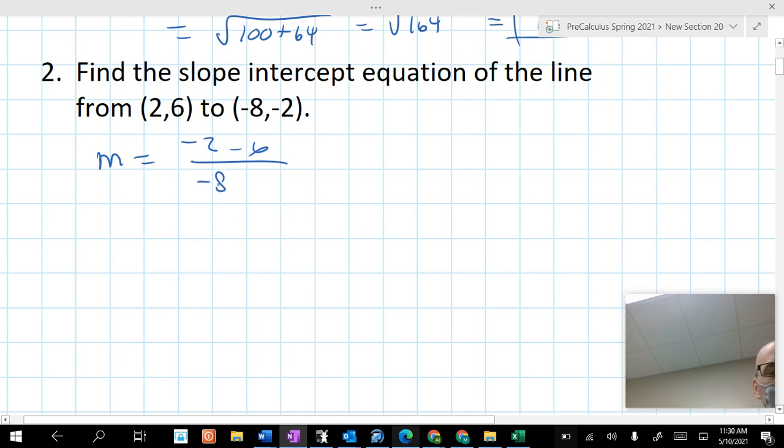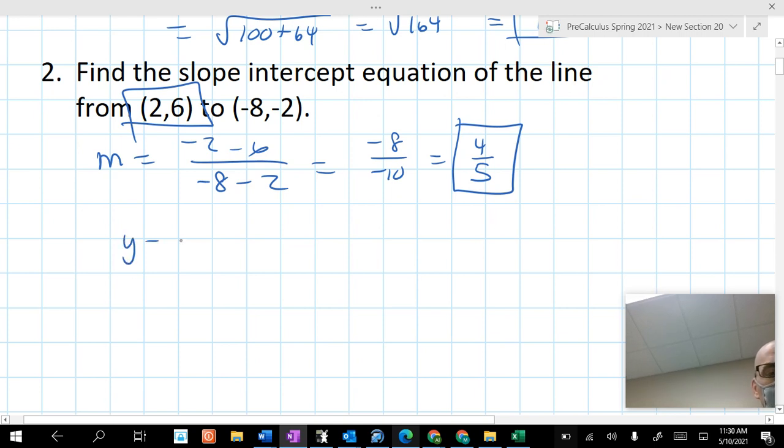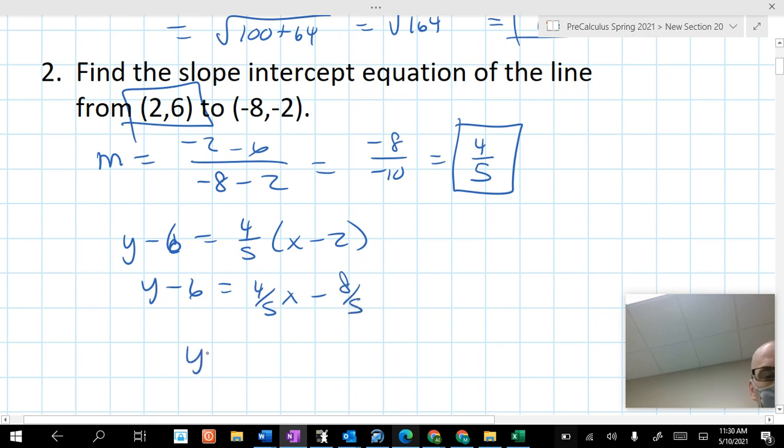Oh, okay. -8 minus 2 is -8 over -10, which is 4/5. There's my slope. Here's my point. Put in point-slope form: y minus y1 equals my slope times x minus x1. Y minus 6 equals 4/5 times (x minus 8/5). Then we'll add 6 to each side. Adding 6 is the same as adding 30/5. So y equals 4/5 x plus 22/5.